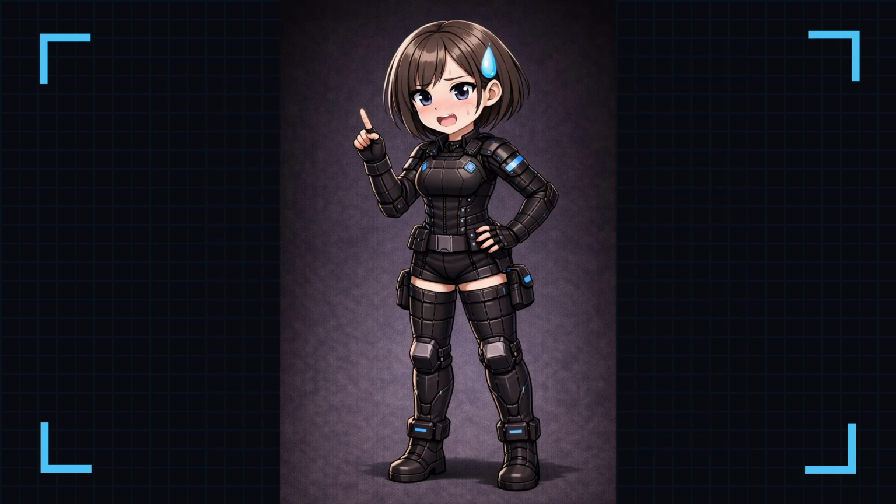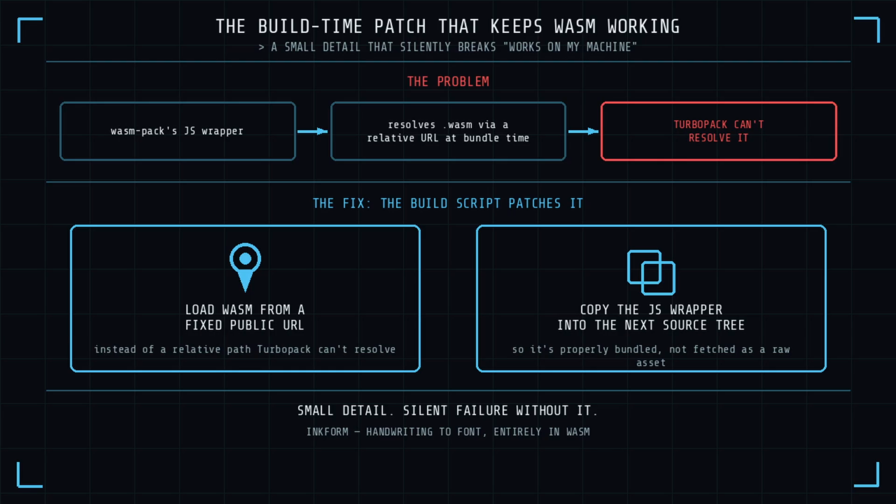There's a build time detail worth mentioning here because it caused me some real pain. WASM pack generates a JS wrapper that tries to resolve the WASM binary via a relative URL at bundle time. TurboPack, which is Next's bundler, doesn't like resolving that path directly, so the build script patches the generated wrapper to load the WASM binary from a fixed public URL instead, and copies the JS wrapper itself into the Next source tree so it gets properly bundled rather than fetched as a raw public asset at runtime.